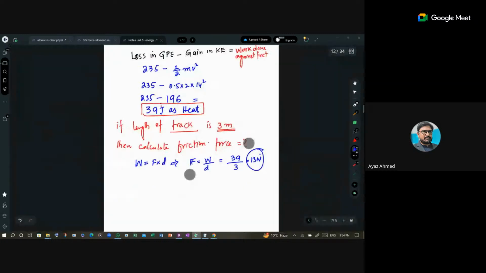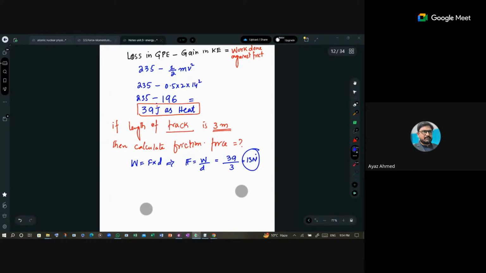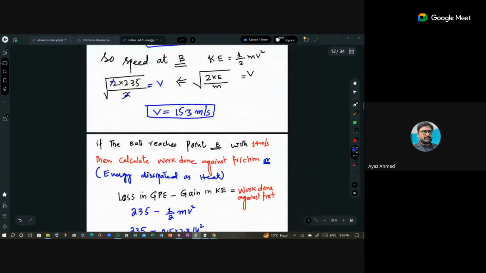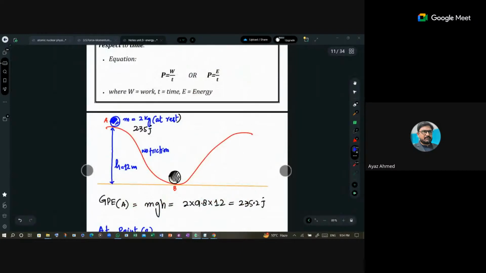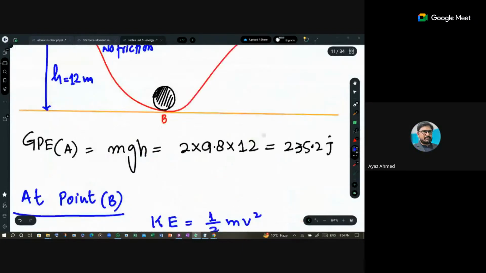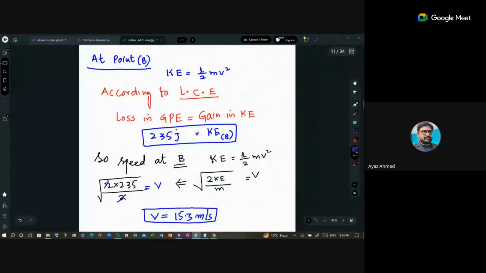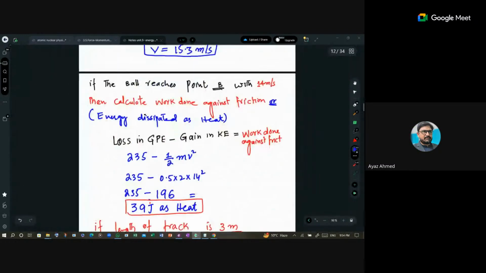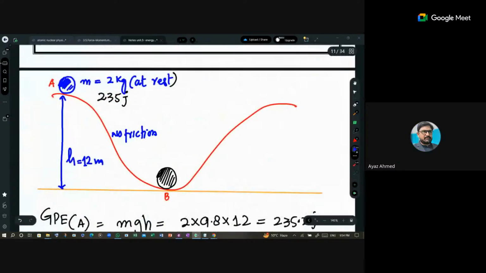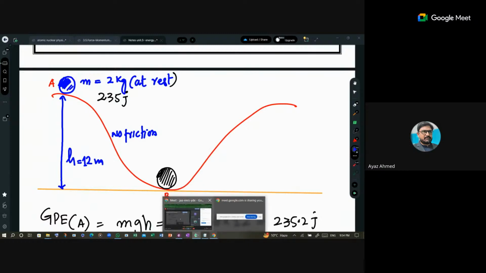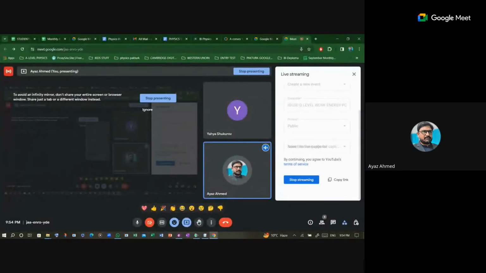So this is how to calculate the energy loss and energy gain. I hope it is clear to you. Yes, it is clear. Is it fine for today's lesson? Yes. In the next lesson, inshallah, we will discuss power, efficiency, and all that, and then we will do some past paper questions.